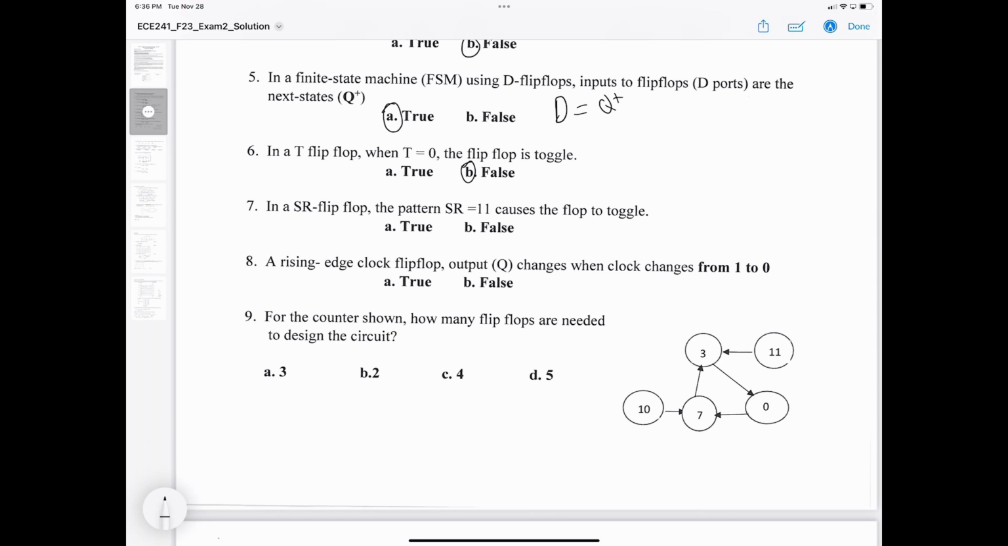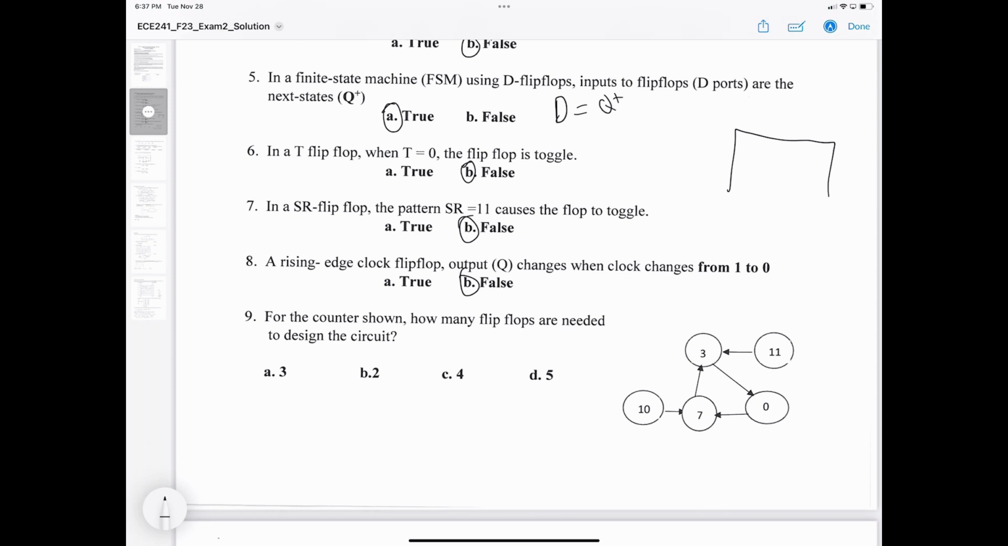In an SR flip-flop, the pattern SR equals 1 1 causes... No, you cannot have 1 1 on the SR. It is illegal. You can't do that. Rising edge clock flip-flop output Q changes on the rising edge, so when it changes from 0 to 1, 1 to 0, false.